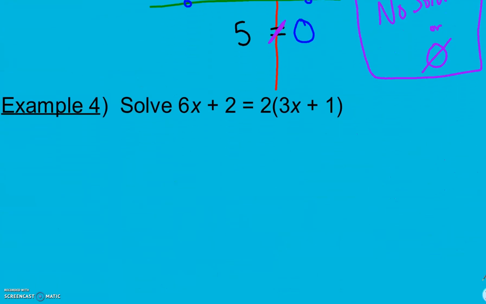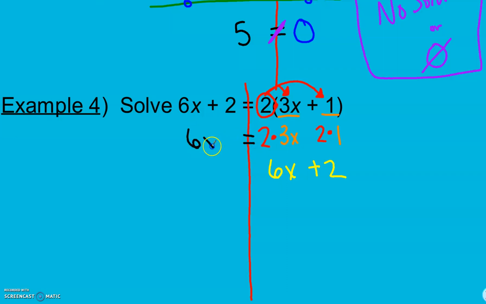On 4, my left side is as simple as we can get it, but my right side is not. I have parentheses. So I'm going to go ahead and distribute to get rid of them. I take 2, since we started with multiplication, I keep multiplication. And I take that to each term inside, the 3x and the 1. Gives me 6x plus 2. And I have not changed my left side here.